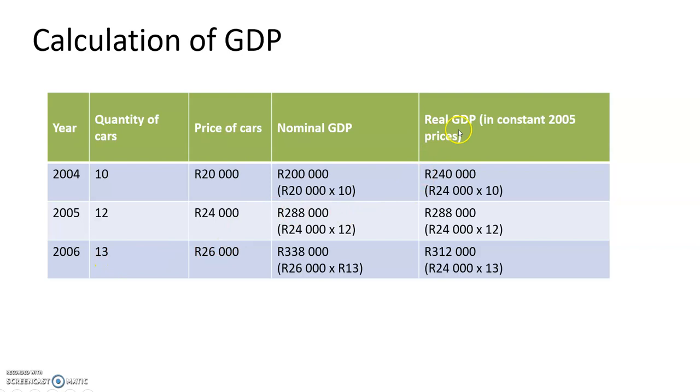Then for real GDP, since 2005 is the base year, we will use the value of 2005, which is the 24,000 Rand. So for 2004, it's going to be the 24,000 times the 10 cars. For 2005, it's going to be the 24,000 times the 12 cars. And for 2006, it's going to be the 24,000 times the 13 cars.